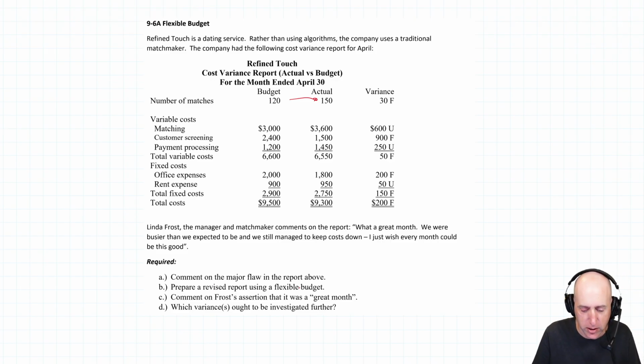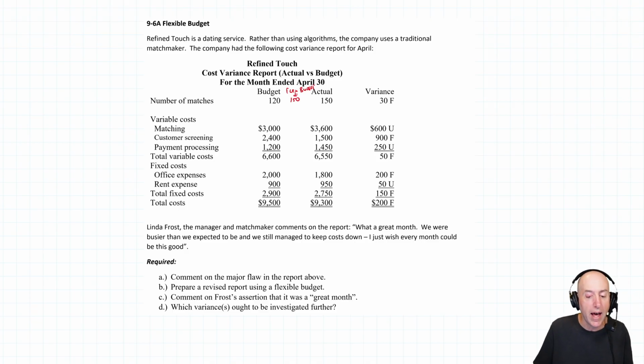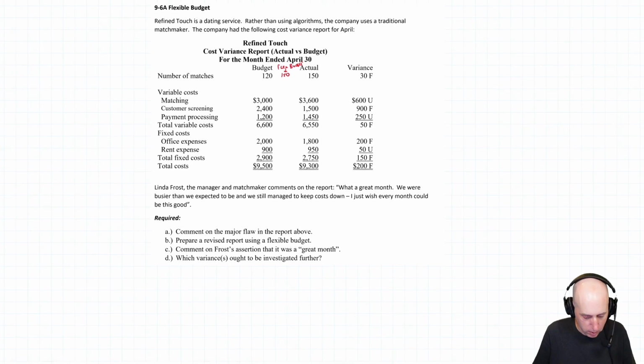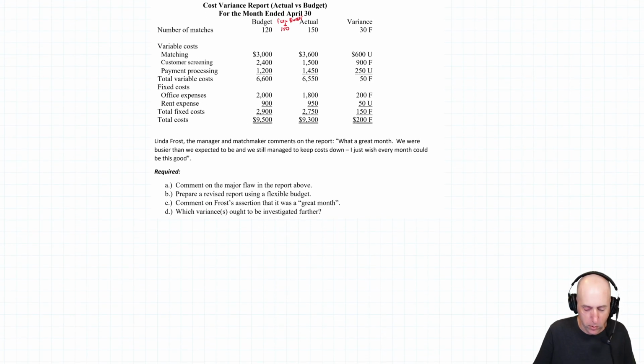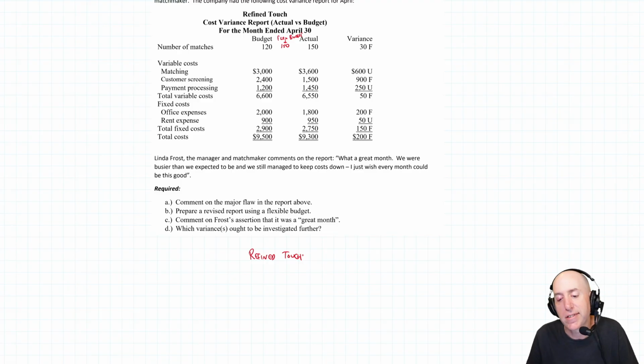So a flexible budget says, let's redo the budget, but pretend that before the month started, we knew we were going to have 150 matches. So let's do a flex budget here at 150 matches and see what that looks like. If we were asked to prepare a revised report, and we are, we're going to redo this report. So it's the name of the company, Refined Touch. So what's the flaw in the report? Well, the number of matches is very different and we haven't adjusted the budget accordingly.